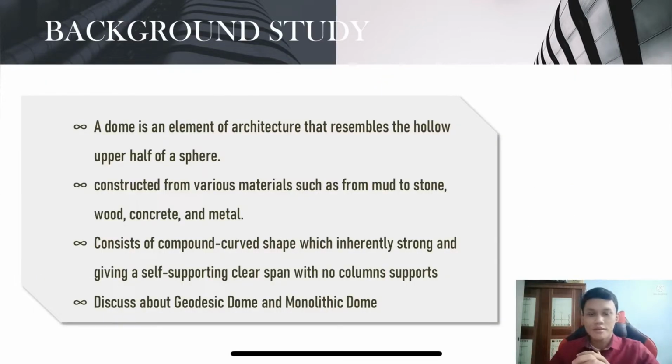Hello, my name is Muhammad Mirul and I will explain about our background study. A dome is an element of architecture that resembles the hollow upper half of a sphere. It is constructed from various materials such as mud, stone, wood, concrete and also metal. It consists of a compound curved shape which is inherently strong and gives a self-supporting clear span with no column support. In this study we will discuss two types of domes, which are the geodesic dome and the monolithic dome.